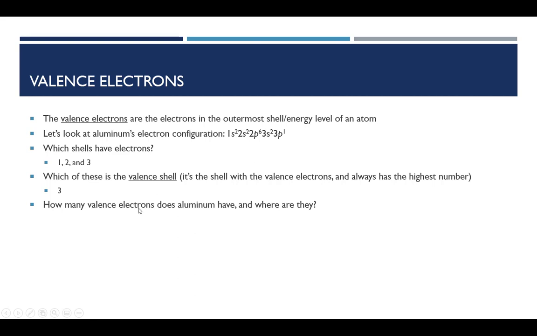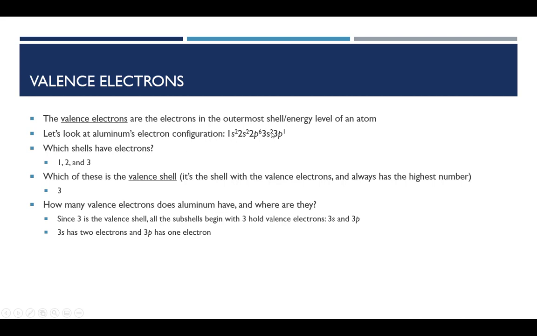How many valence electrons does aluminum have, and where are they? Well, we've already decided that the valence shell is the third shell. So we look at all the subshells that begin with 3, and those would be 3s and 3p. 3d doesn't have any electrons in it at this point, so we only look at 3s and 3p. 3s has 2 electrons, 3p has 1 electron, so those are the valence electrons. 2 plus 1, 3 valence electrons.